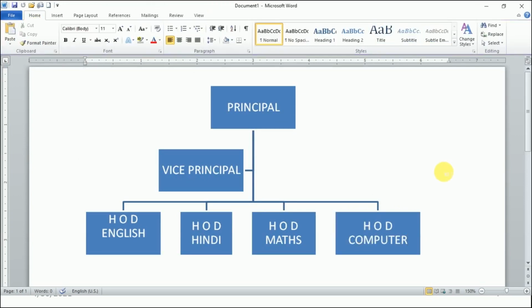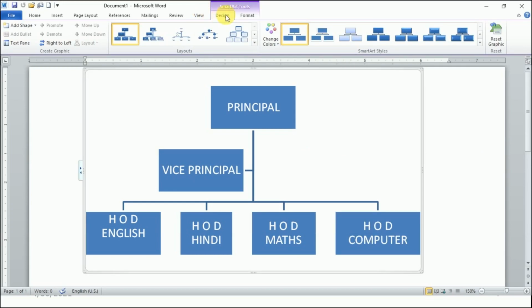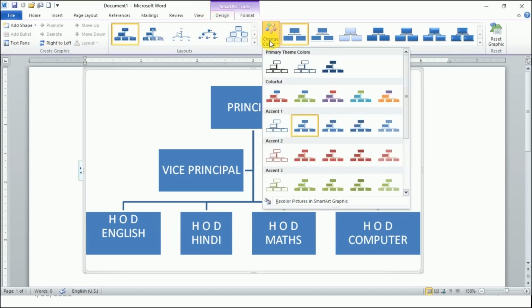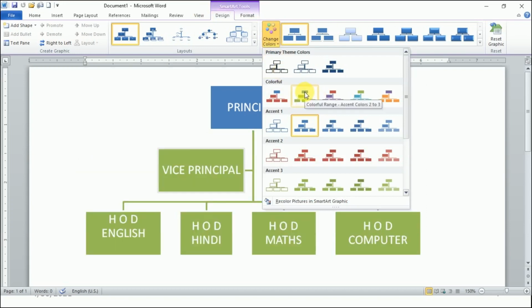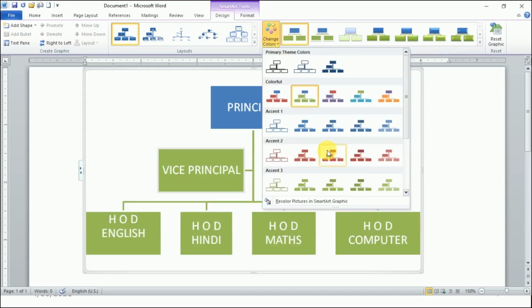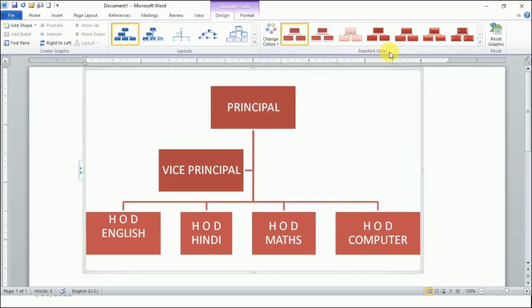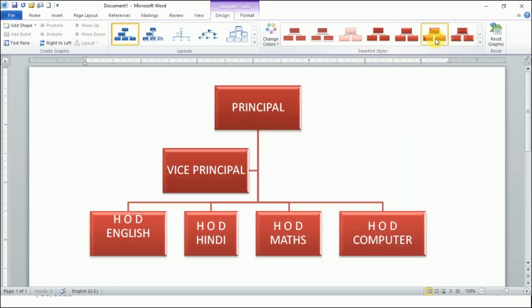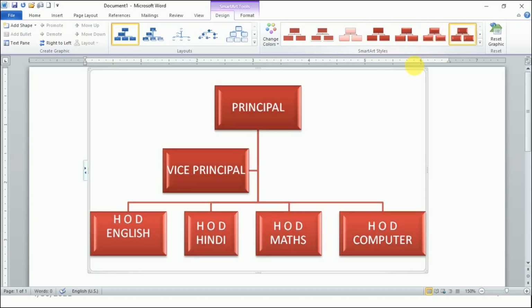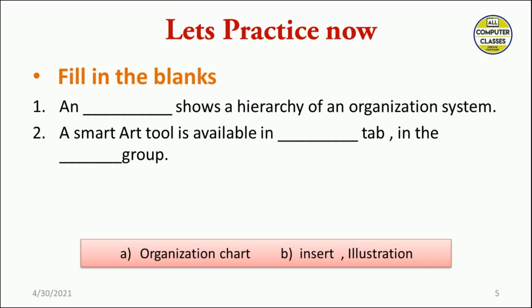Right? Now our diagram is nearly same but not exactly same, right? Now just click over the diagram, you will get to see a design tab. Here in the design tab we have change color option. Now I'll choose some color from here, right? I can choose this also. Here we have smart art styles, so from here we can choose the styles, right? So this is how we can draw an organization chart. Students, I hope you are clear with this. You might have found it very easy and interesting, right? So let's move back. Now let's practice now.